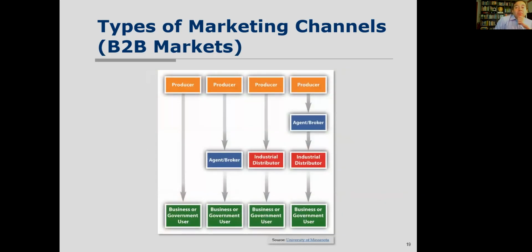So in the B2B market, or B2G, we have a similar framework. Namely, we have a producer going to a business or government. So this would be Boeing selling to an airline, a hospital equipment manufacturer selling directly to hospitals, or a military contractor selling tanks to the government. That would be the B2G. And again, those can have direct as well as indirect channels.